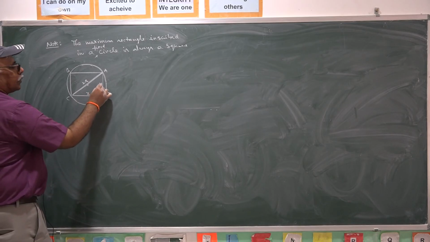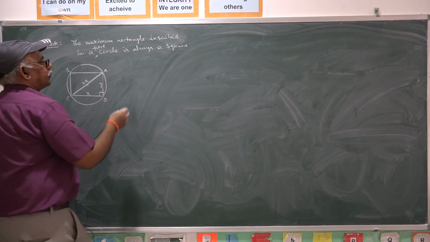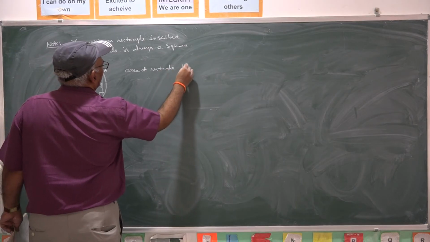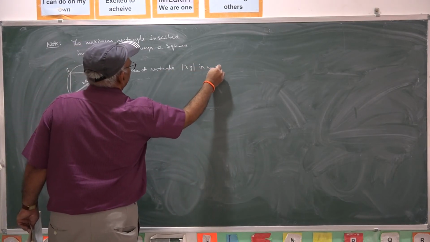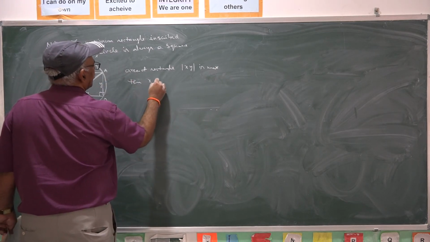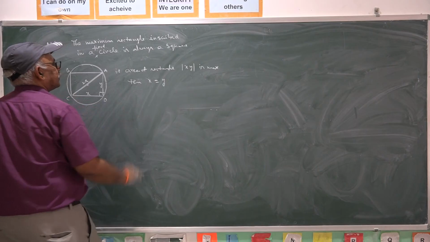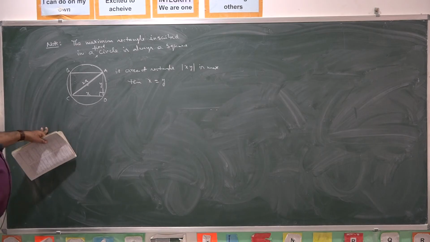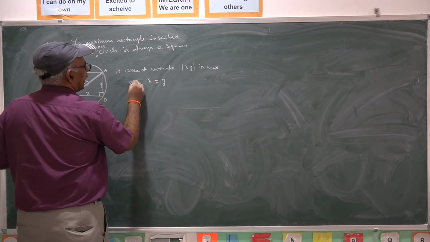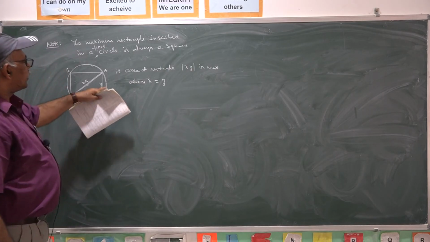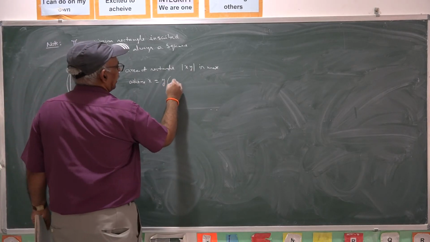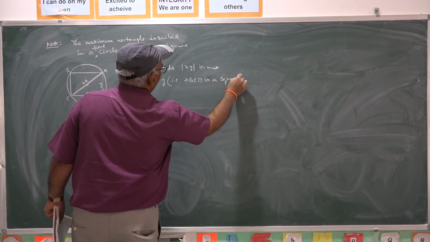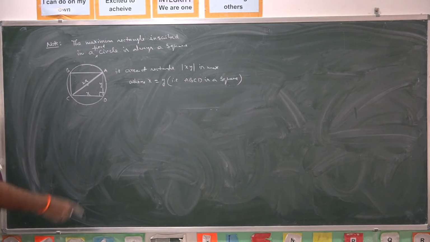Let this be x and y. xy is the maximum area of a rectangle, that is, the modulus of xy is maximum. Then x equals y itself. The area of a rectangle, modulus of x into y, is maximum when x equals y itself. Once x equals y, ABCD is a square. That is possible whenever ABCD is a square. That is one important point.